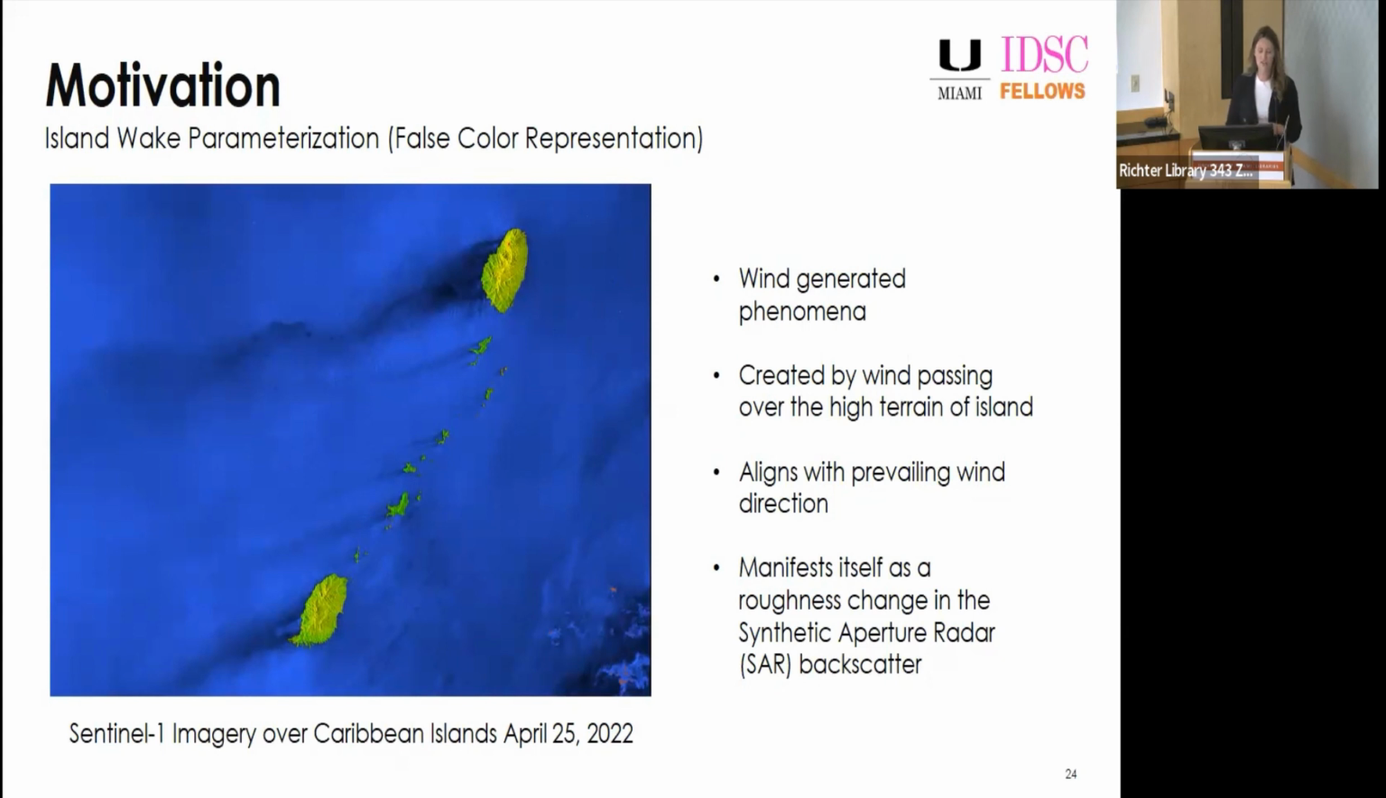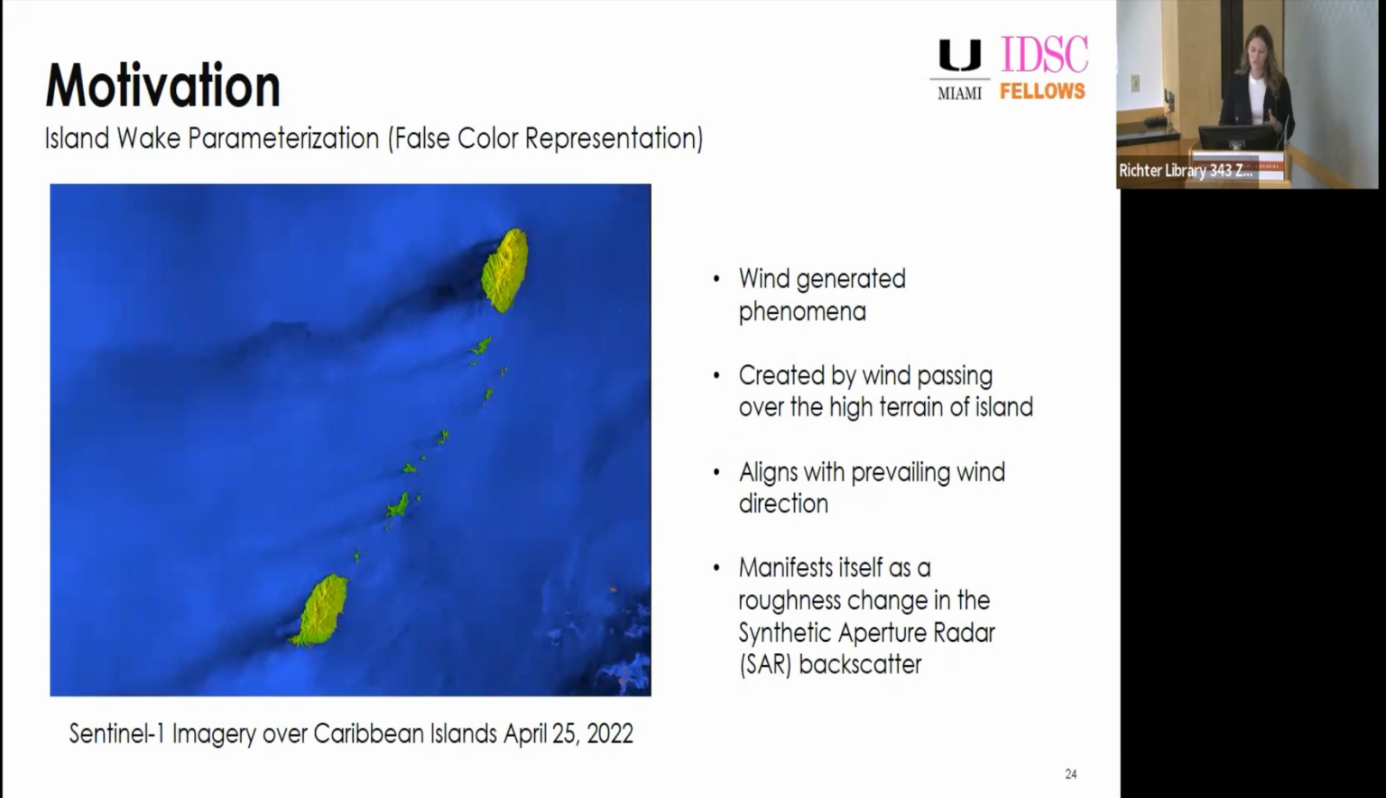But the specific phenomenon I'm looking at is island wake parameterization. Island wakes are typically wind-generated phenomena. They are also specifically current, but I'm focusing on wind-generated phenomena that are created when the wind passes over the high terrain of an island. So specifically, this is Sentinel-1 imagery over the Caribbean islands that was taken April 25th, 2022, from a spaceborne satellite that orbits around 700 kilometers above the Earth.